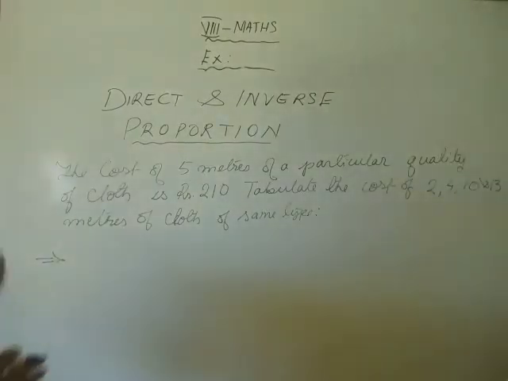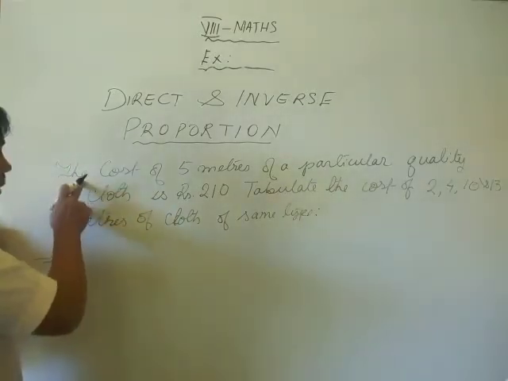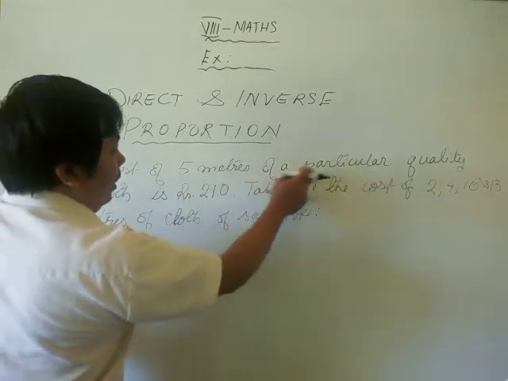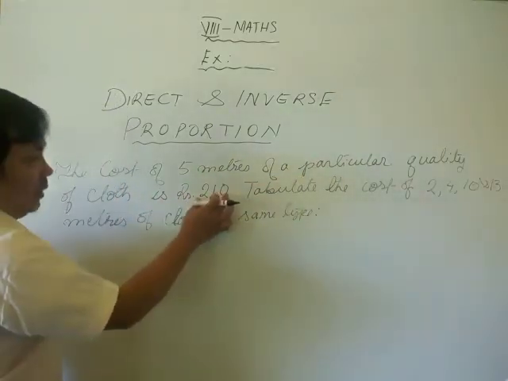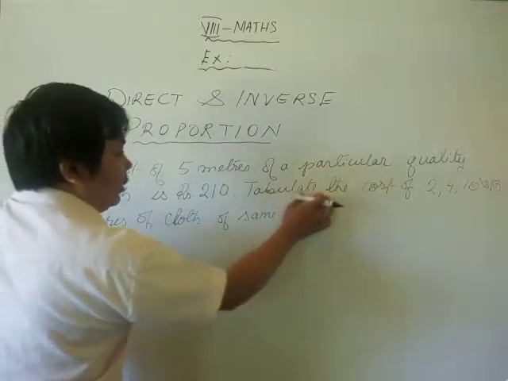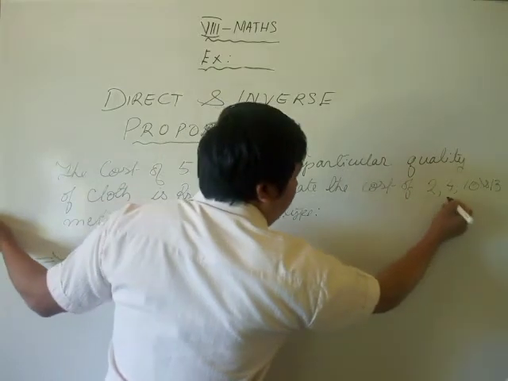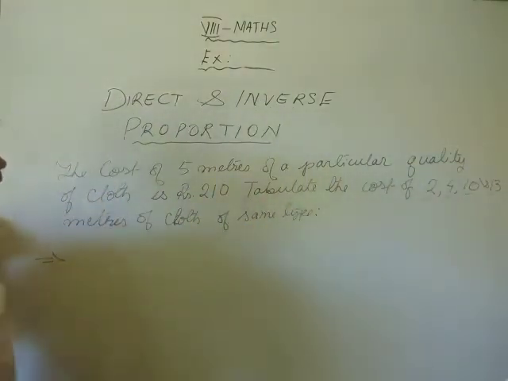So my dear student, now I will take one example here. One example I will read out for you. The cost of 5 meters of a particular quantity of cloth is rupees 210. So tabulate the cost of 2, 4, 10, 13 meters of cloth of the same type.